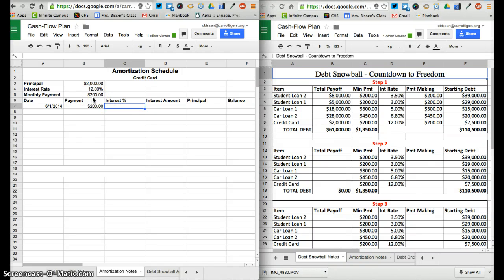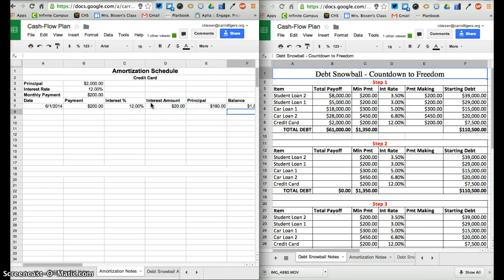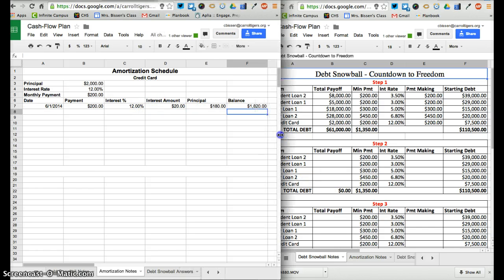Payments $200, interest rates 12. Now our interest amount, we need to do the equal sign and do our previous balance times our interest divided by 12. Our principal times our interest divided by 12. For our principal, we need to do our payment minus our interest. And for our balance, we need to do our previous balance minus our principal. So you should have these done.